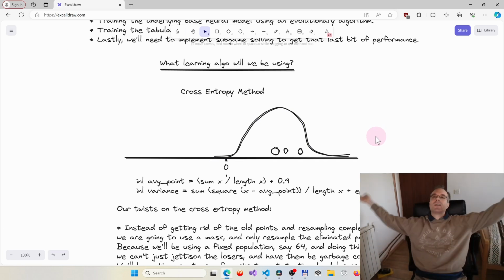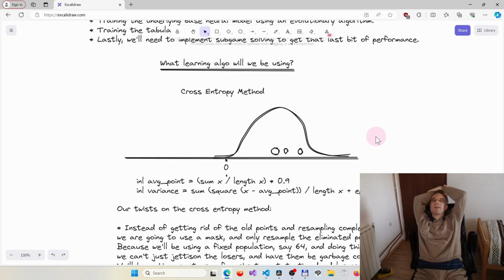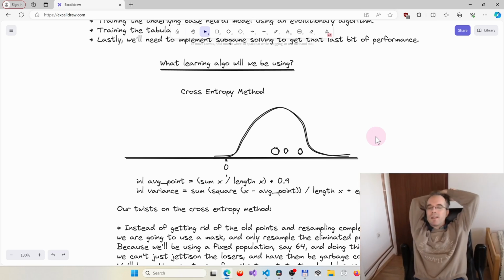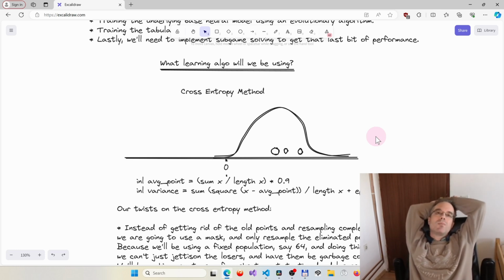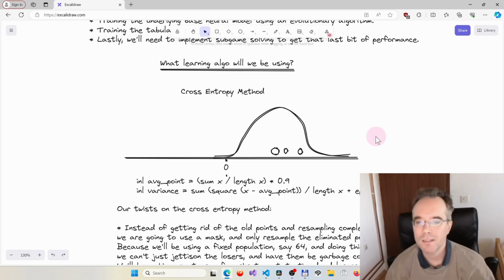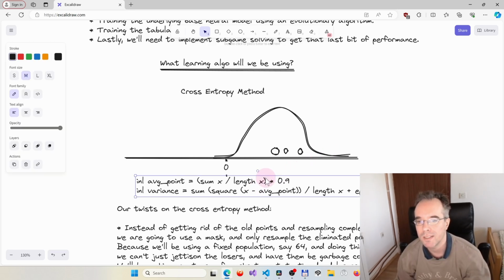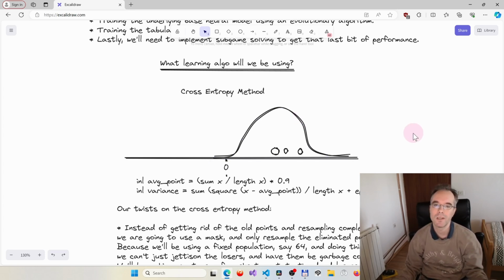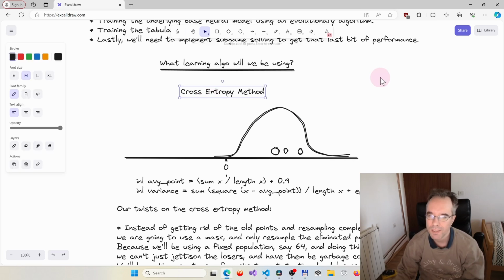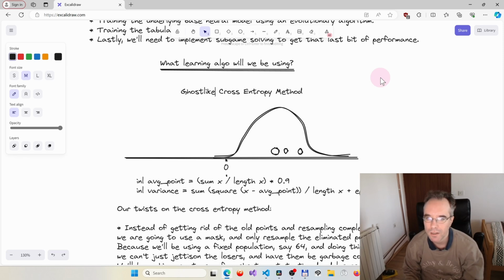Honestly, this is something that I just made up a few days ago while I was thinking about it. Originally, I wanted to just bring the mean to 0, but realized it would be a bad idea. And then came to this compromise, which should be a lot better. And this is what we're going to use. As far as I know, this method hasn't been published anywhere. So instead of the Cross Entropy Method, we could call this Ghostlike Cross Entropy Method. GCM.